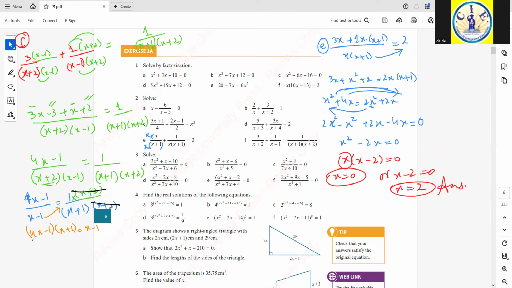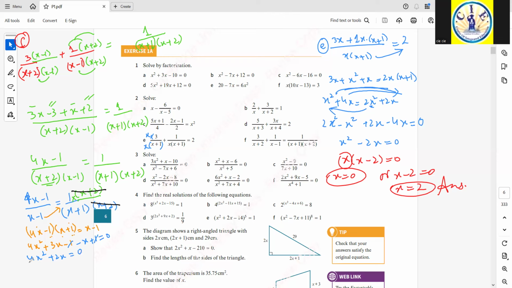Now multiplying them, 4x squared plus 4x times 1 is 4x, minus 1 times x is negative x. So 4x minus x is 3x, and minus 1 times 1, that is negative 1. Shifting this x minus 1 to this side as well, minus x plus 1 equals 0. So that I can have 4x squared plus 2x, and this negative 1 plus 1 vanishes away.